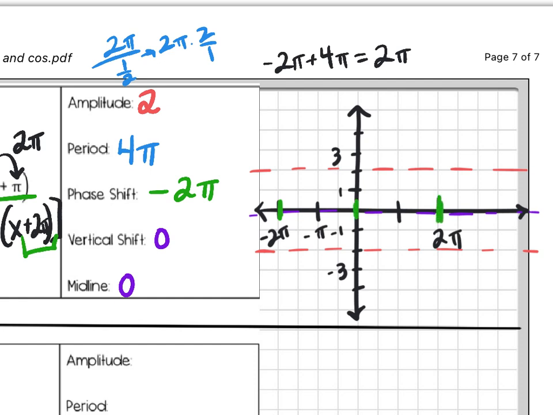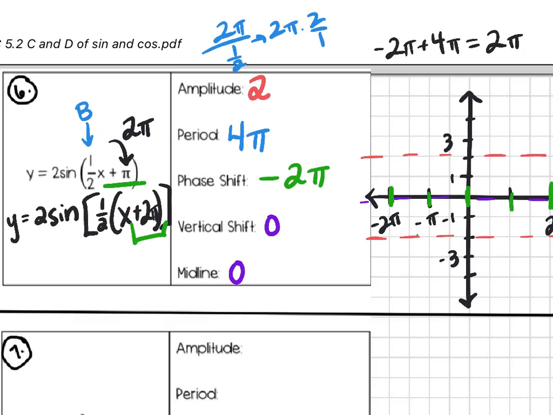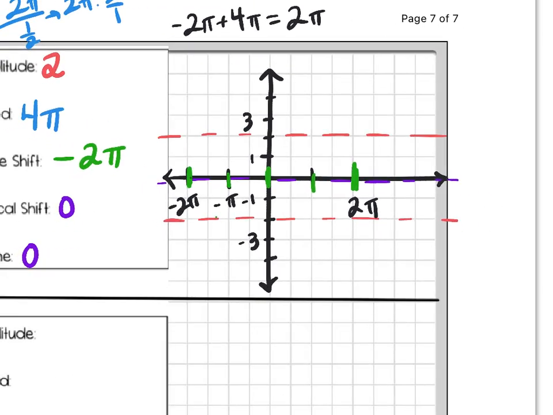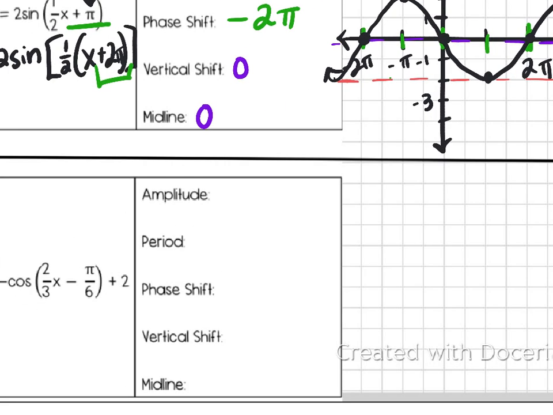Cut it in half at 0, and then identify my other 2 critical points so that I have a total of 5. This is sine. It's positive, so it's going to follow my regular sine pattern. Mid, high, mid, low, mid. And then graph. Arrows, done.